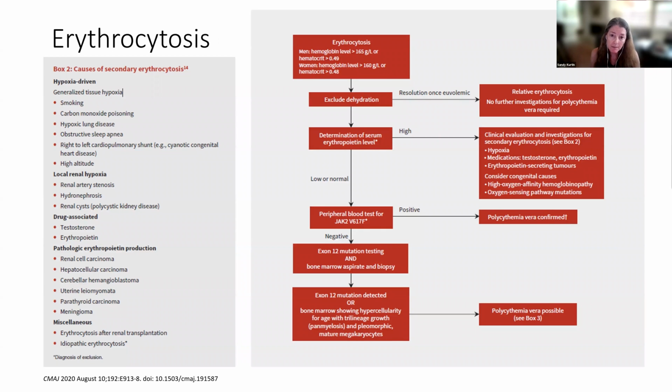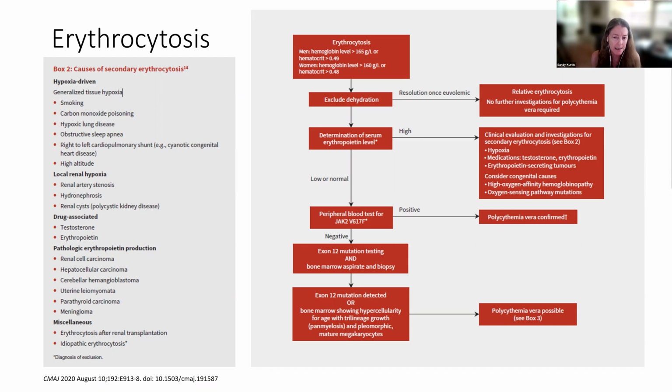Then when we look at red blood cells that are too high, or erythrocytosis, the biggest questions we always ask is, are you a smoker? Do you have sleep apnea? So anything that shifts that oxygen dissociation curve, making the body think it doesn't have enough red blood cells to carry oxygen, so it makes more red blood cells. So that's one of the first questions you ask.